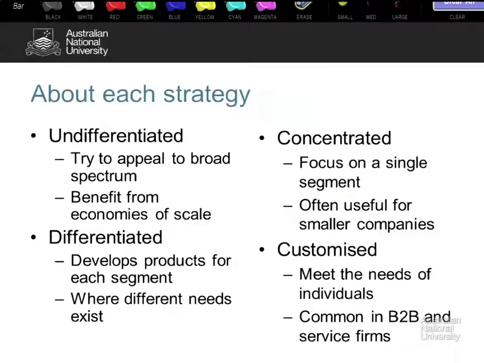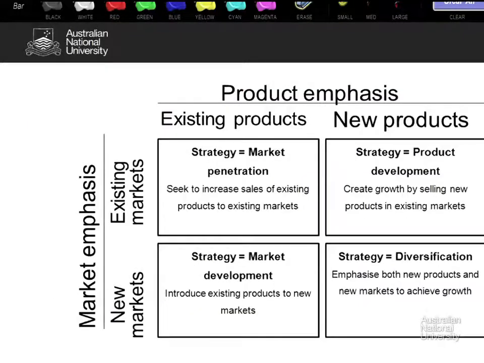Okay, so each strategy has its own strength and weakness, and your challenge is going to be to pick which one of these segmentation strategies best suits your marketing plan and best fits in alignment with one of your marketing strategies. And this is the hook, and this is where we're going to end the pre-record.